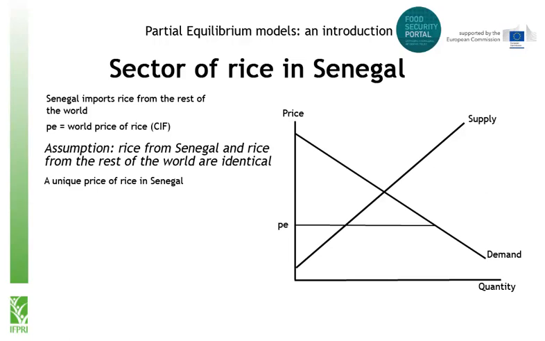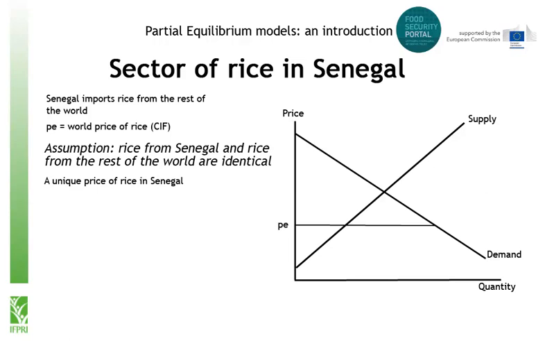So another assumption would be to consider that rice from Senegal is differentiated as compared to rice from the rest of the world. We would have two goods and two prices, but here this is not the case, and we have a unique price of rice, and we'll see soon how to change this assumption.